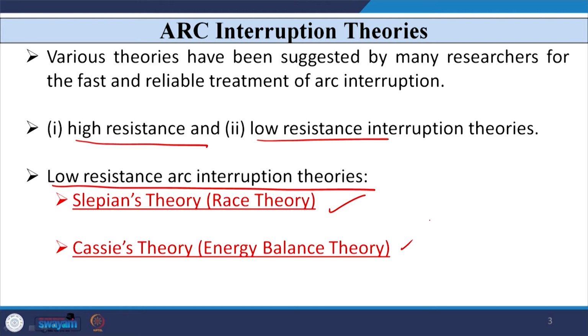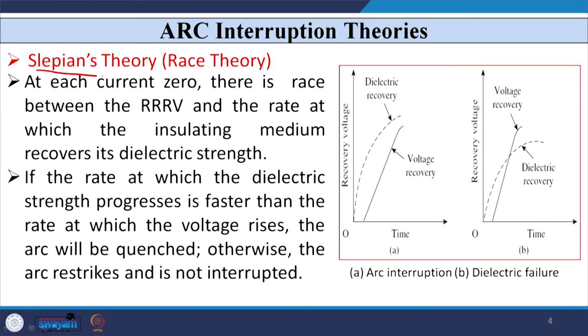So, let us start our discussion with the first part, that is Slepian's theory, which is based on the low resistance arc interruption principle. It is also known as the race theory. Why is it known as race theory? Because whenever the arc is formed across the contact of a circuit breaker, there is always a race between the rate of rise of restriking voltage, that is the voltage that appears across the contact of the circuit breaker, and the recovery of the dielectric medium that is used in that circuit breaker to quench the arc. So, there is always a race between these two.